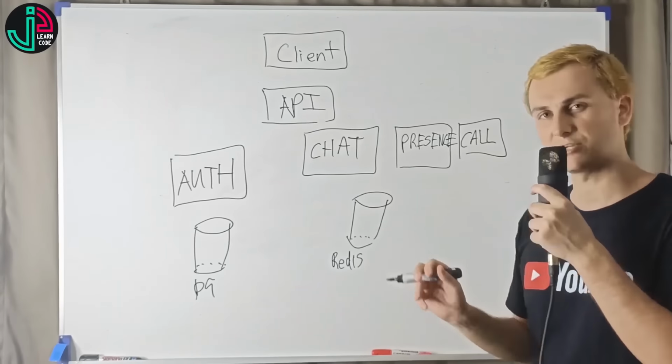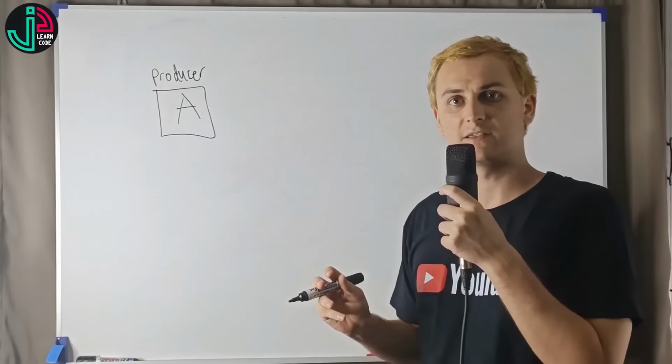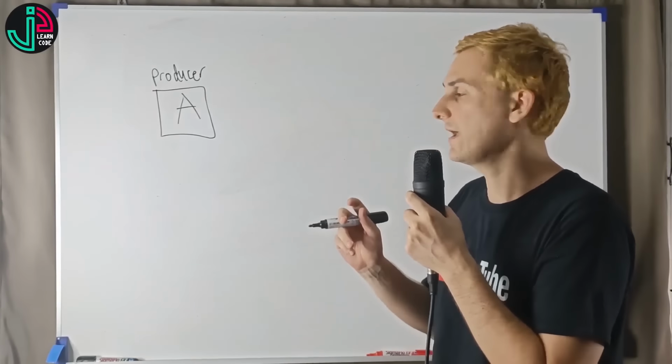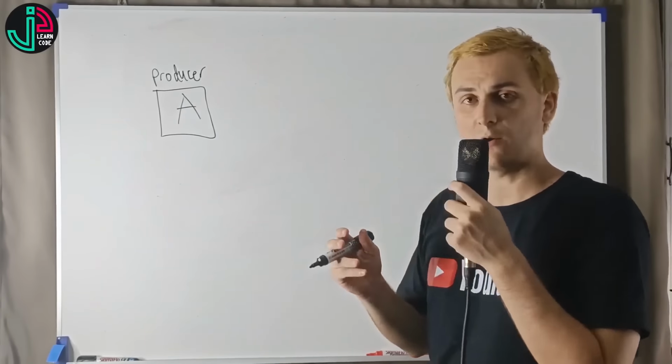So basically, we're going to have some sort of service. Let's say we have a service A here, and we call A the producer. A producer is the one that creates the message that's going to get forwarded. And then likewise, we're going to have a consumer. So on the other end of this, we're going to have some sort of service here. We'll call it B, and this is the consumer.